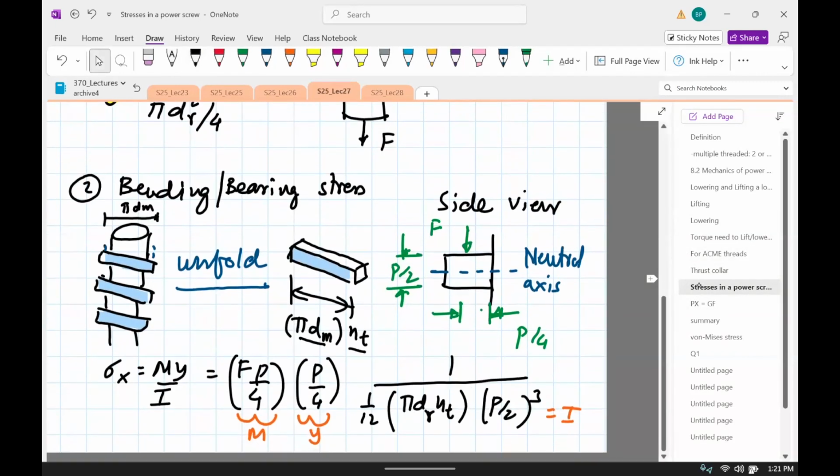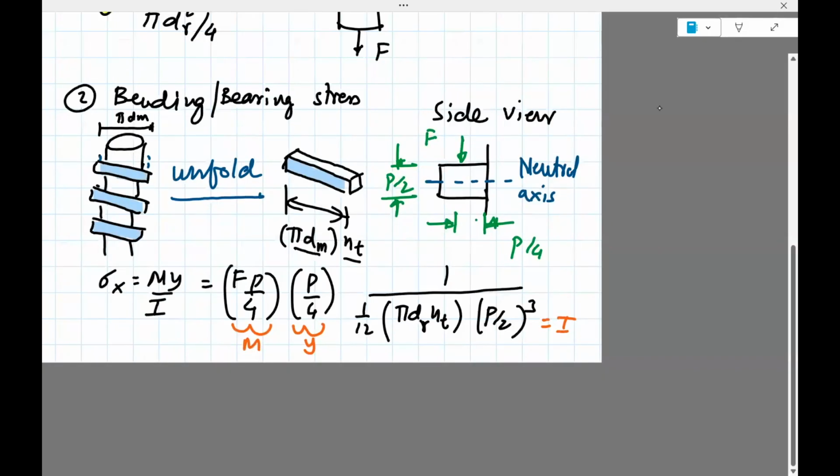Okay. So once we have unfolded it, this is a side view. This is the neutral axis. This is the force F, the same force I drew earlier. And now this beam is subjected to a bending load, just like we've done. So it's a cantilever beam, but we assume that the force is not exactly at the edge, it's exactly in the middle. This is just an approximation. Okay. So this force is acting at a distance of P divided by 4.